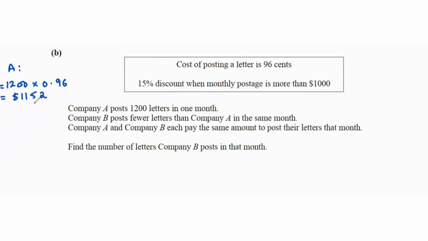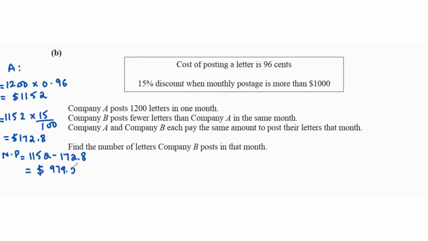So if we find a 15% discount of this, 1,152 times 15 over 100, that's going to give us $172.8. So this will be reduced from $1,152. So the new price is going to be 1,152 minus 172.8, and we're going to get $979.2.